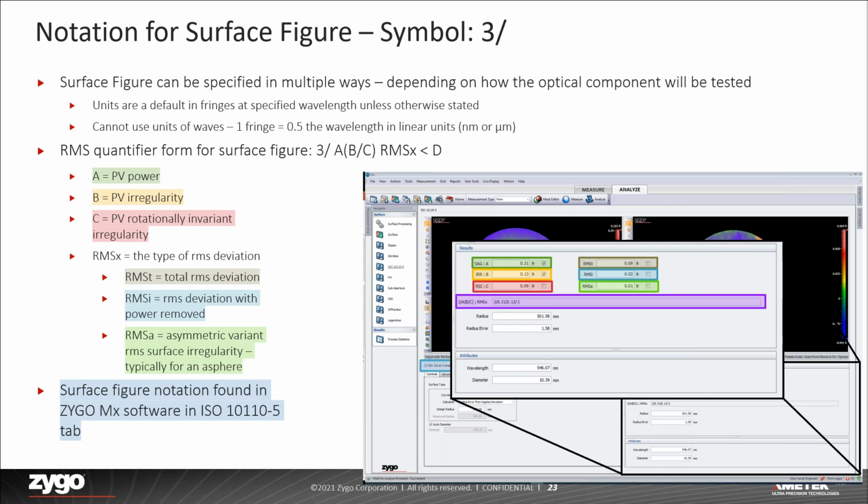If we look at another form of the notation for surface figure, we can specify a surface with three different types of RMS quantifiers. These can be done in addition to power and irregularity that was previously shown. The RMS quantifiers are for either the total RMS deviation with the tilt removed, the RMS deviation with power and tilt removed, and the asymmetric RMS deviation, which is typically used for an aspheric surface. This notation is also included in the ISO 10110-5 tab in MX.